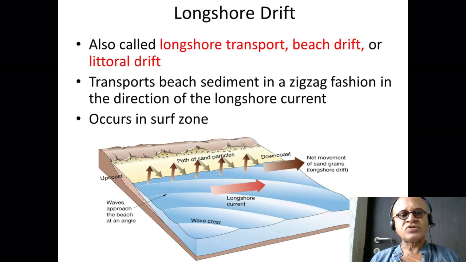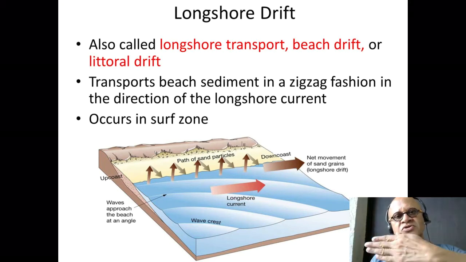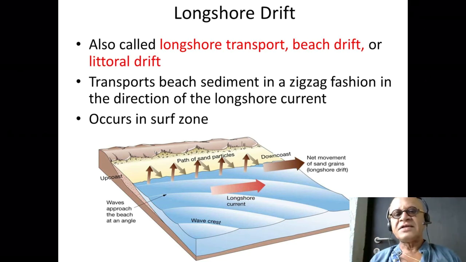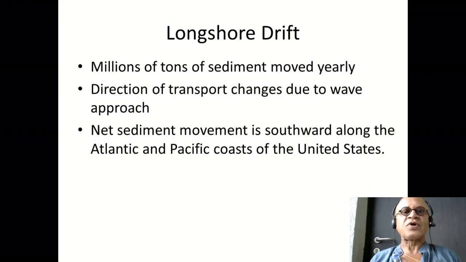So here is the up coast, here are the waves approaching, trying to get parallel. So obviously much more angle here than here. So square root gD, and the shallow water wave is working. And these longshore currents end up transporting sand grains in the beach drift, or the longshore transport. Okay, so millions of tons of sediments are moved every year. Millions of tons. That's a lot of sediment being moved around by these tiny longshore currents.